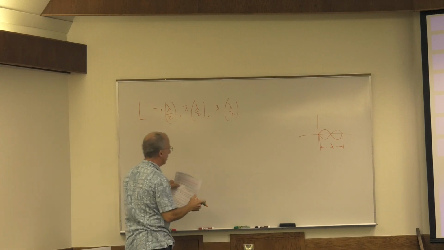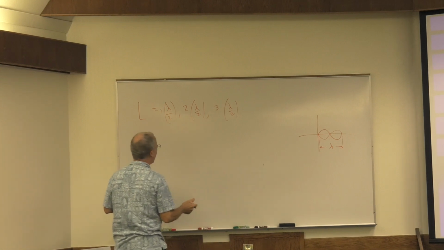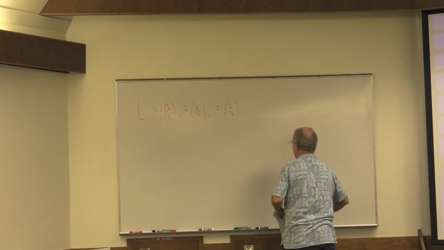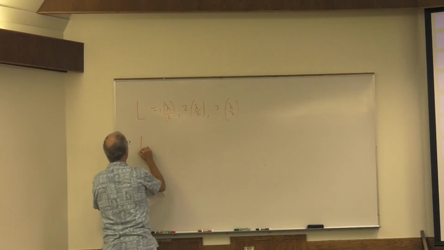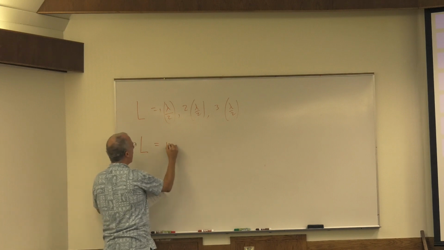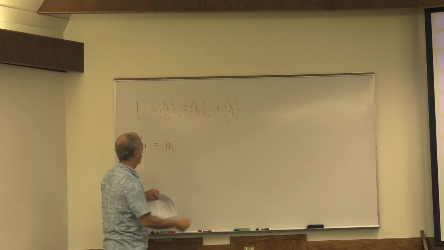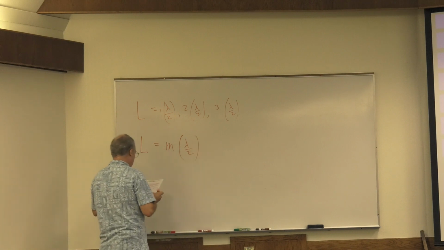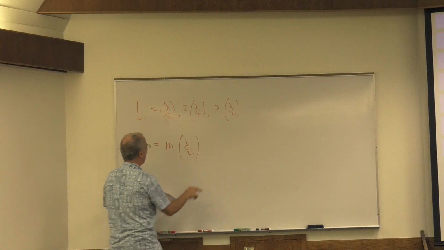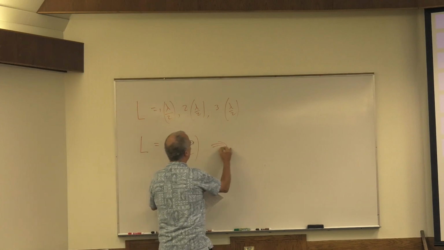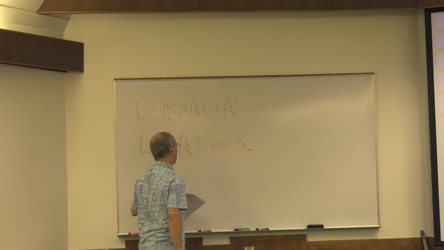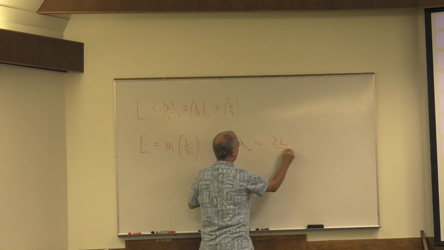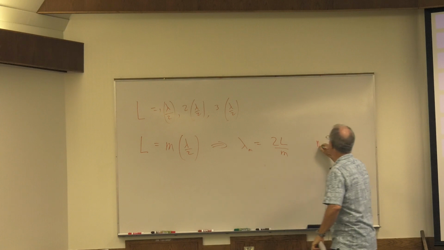There, let's be ridiculous about it. All right, so we're going to do the same thing we did before with an index. We're going to say L, the length of the air column, equals a number M, 1, 2, 3, 4, 5, and so on, times lambda over 2. That's cool. Now solve for lambda. So therefore, lambda with a subscript M is 2L over M. I got to say what M is.